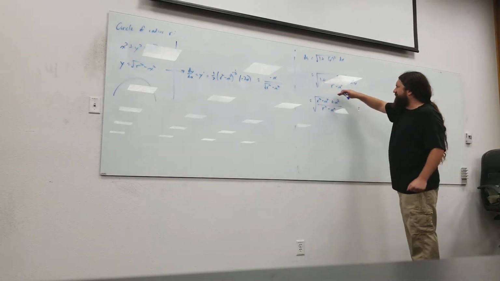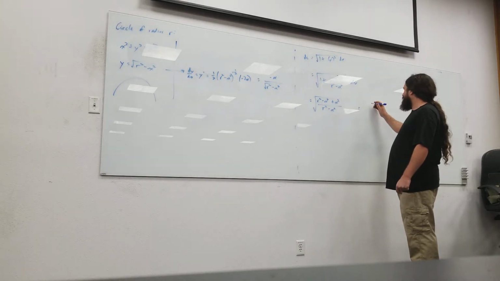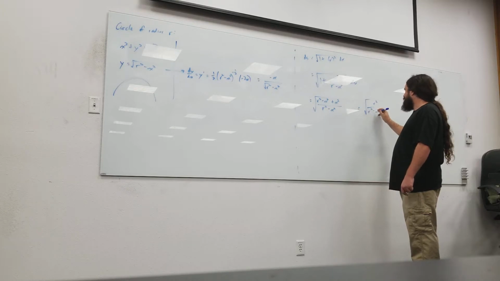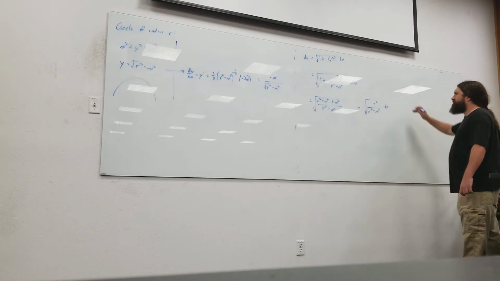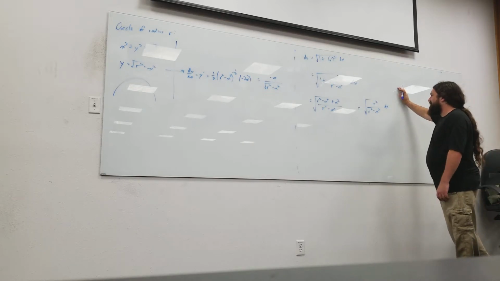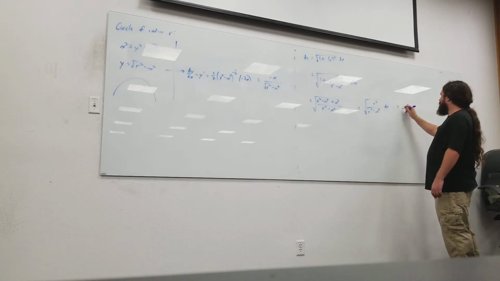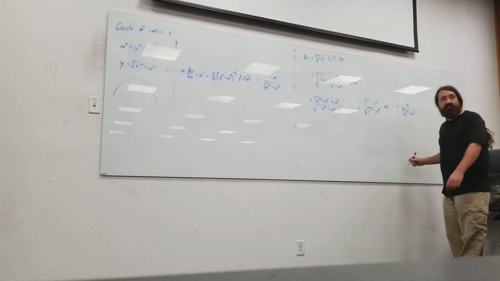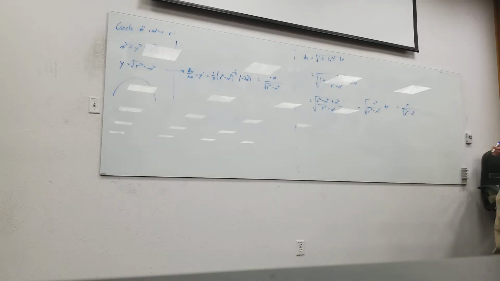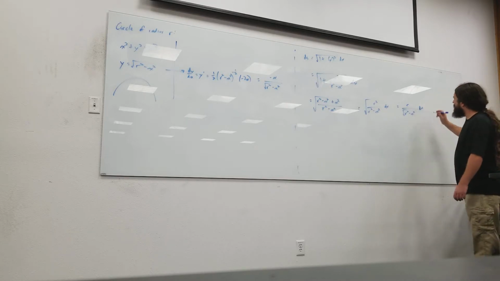So these two x squareds ought to cancel out. So what I've got is the square root of r squared over r squared minus x squared. Okay, so this is r over the square root of r squared minus x squared. Is that reasonable? Yeah, because r is going to be positive, we can just pull it out. All right, so this is what we're having to integrate.